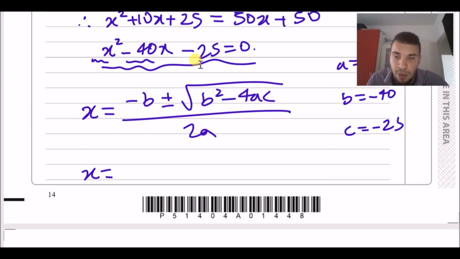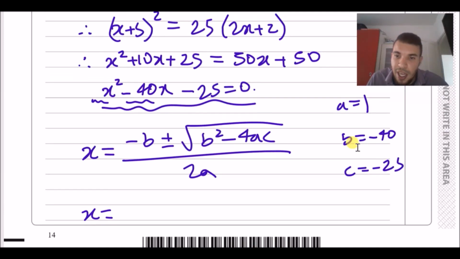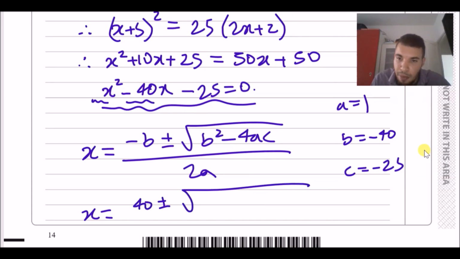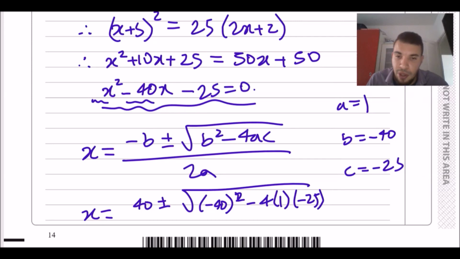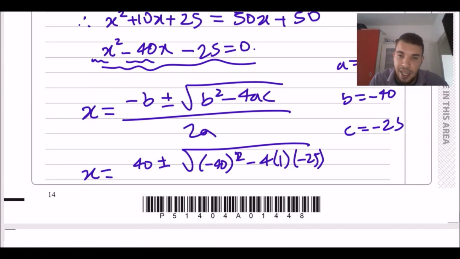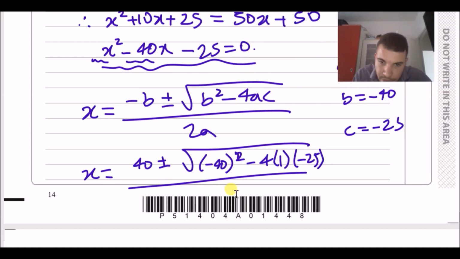Notice one thing, this is a minus b. And since b is negative, minus b would be positive, so it would be 40 plus or minus b squared, which would be minus 40 squared, or you can just write 40 squared, because squaring a negative is positive, but let's keep it like that. Minus 4 times 1 times minus 25. Quick tip, guys, yeah? Keep everything in brackets when you replace letters, so that way you don't make any simple mistakes. Over 2 times a, 2 times 1.